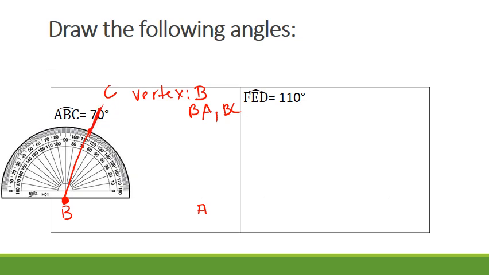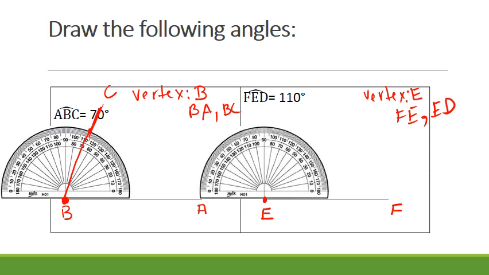Okay? The same thing I'm going to do with the second one. I have the vertex E, the sides FE and ED. So I place the vertex E. I'm going to draw the first one, which is EF, and I put the protractor on the vertex. I read 110, it's here, and I construct the line, it's ED. Okay, this is the angle, and here is the angle.